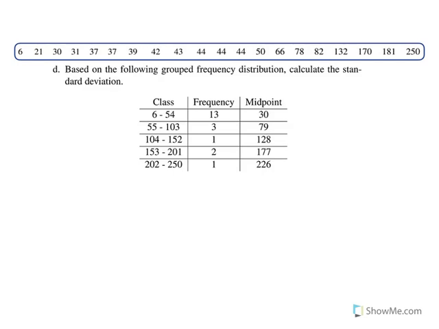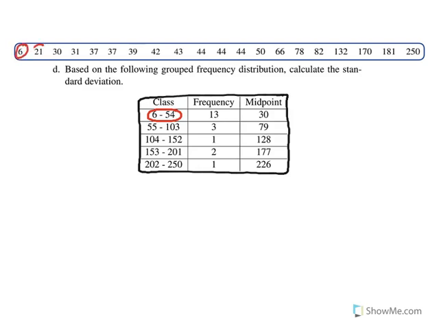So here, look, again, we have the frequency distribution here with the midpoints, and I want you to understand something. Now, for this class, from 6 to 54, instead of using the numbers, the 13 numbers, the 6, 21, 30, 31, 37, 37, 42, 40, 39, 42, 43, 44. How many do we have? 1, 2, 3, 4, 5, 6, 7, 8, 9, 10, 11, 12, 13. Those are the 13 numbers that you have here.